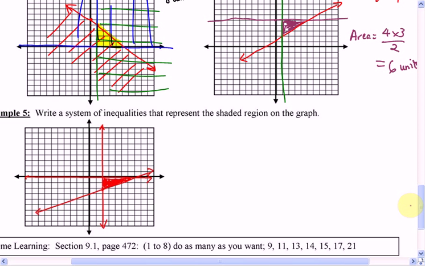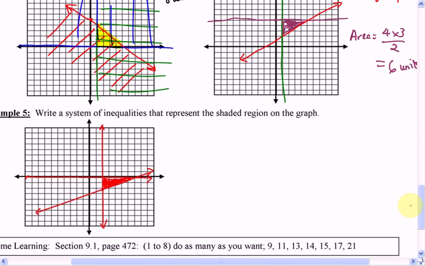Life will be good. Alright, example number 5. Here we go with number 5. Write a system of inequalities. I've turned the tables on you. Now, instead of you being given the equations, now you're being given the graph. Go ahead and find the equations that match up the graph.